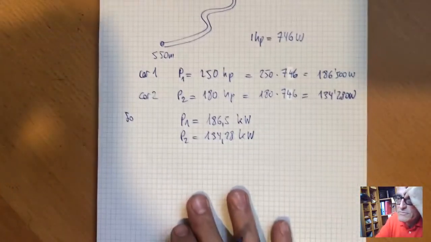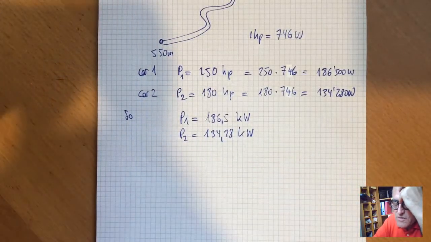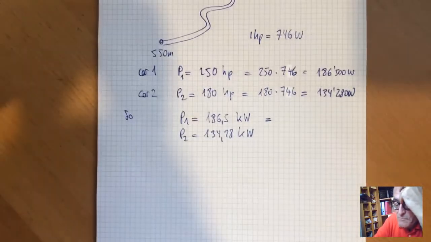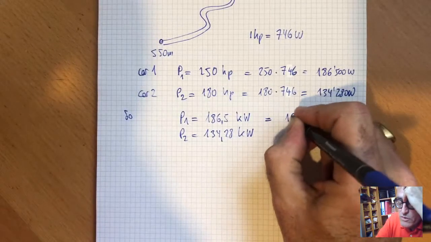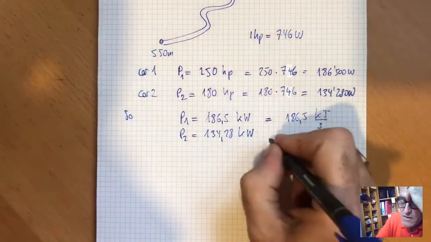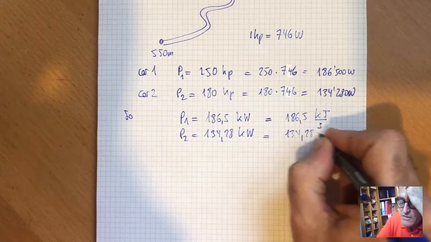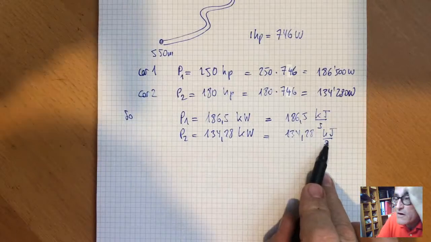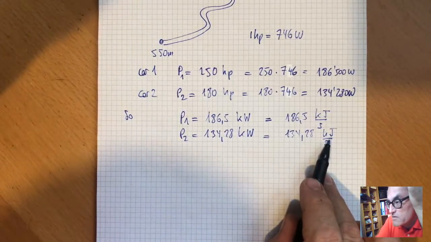And now these are the powers, so these numbers tell us how many joules per second these cars can produce. The first car can produce 186.5 kilojoules per second, and the second car can produce 134.28 kilojoules per second. Okay, so obviously this car will have more difficulty getting up to the top of the pass fast. It will take more time.